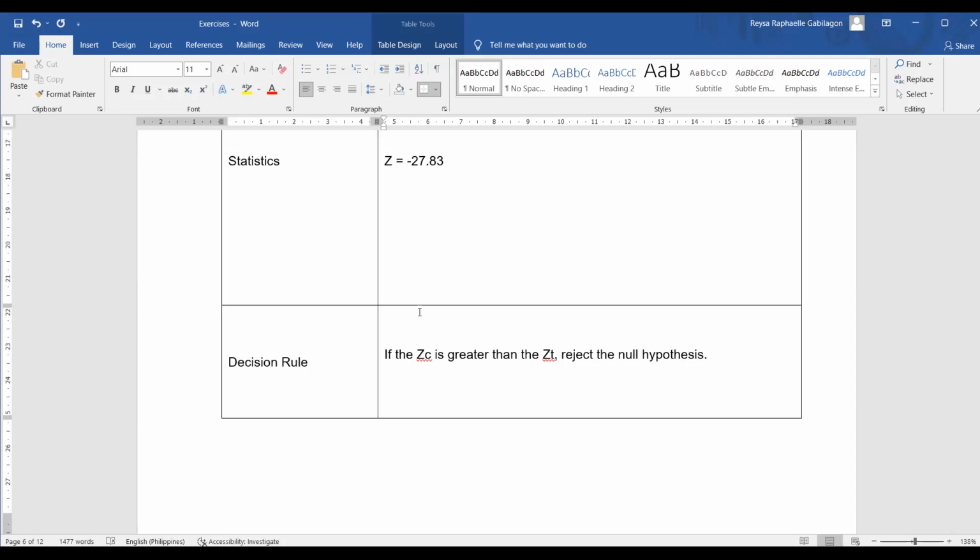Now you can write here for comparison, our computed Z again is negative 27.83. What is our tabular Z? What should be our tabular Z here? Lagay natin, one-tailed ba to or two-tailed? This should be two-tailed, right? Two-tailed. Okay, let me share and go back to my PowerPoint.